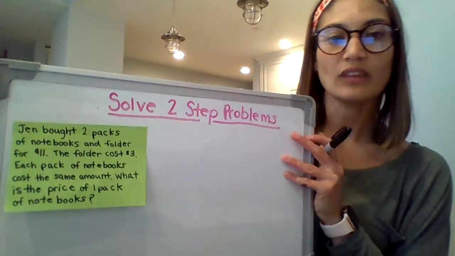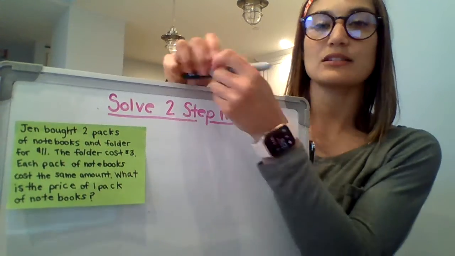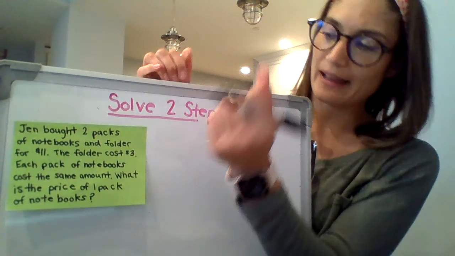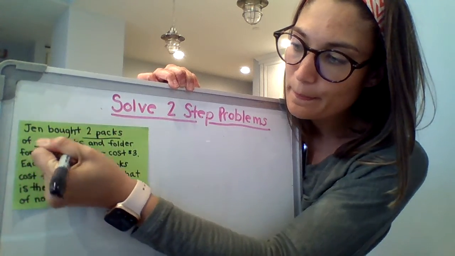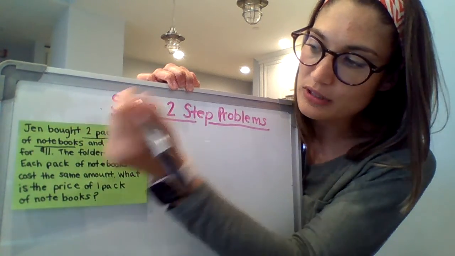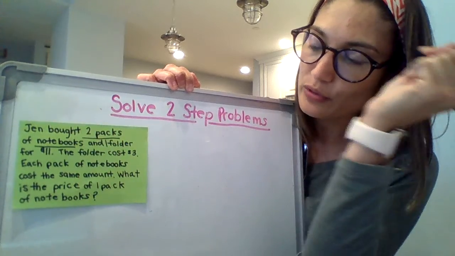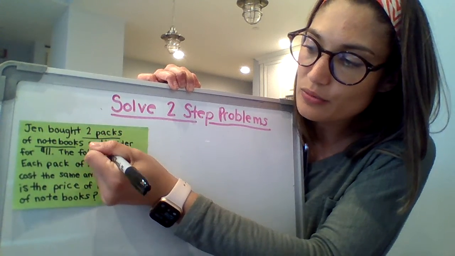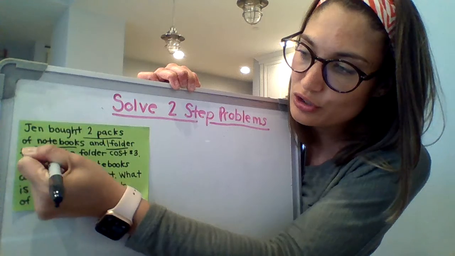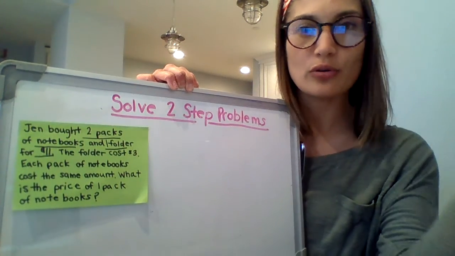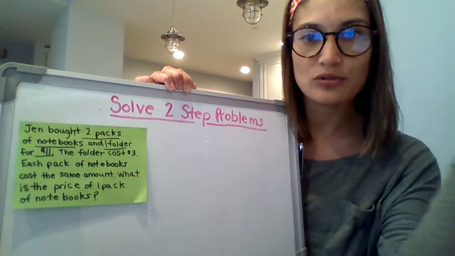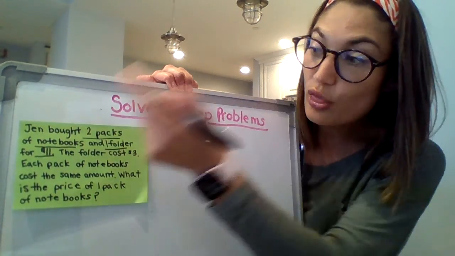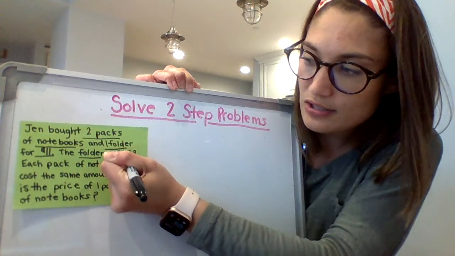Okay, so let's take a look. Jen bought 2 packs of notebooks. Okay, do you picture that in a package? 2 packs of notebooks. And a folder, it's supposed to say, and 1 folder for $11. So we have 1 folder, and the total she spent was $11. So if you picture that, you go to the store, you get 2 packs of notebooks, 1 folder, and you spend $11.